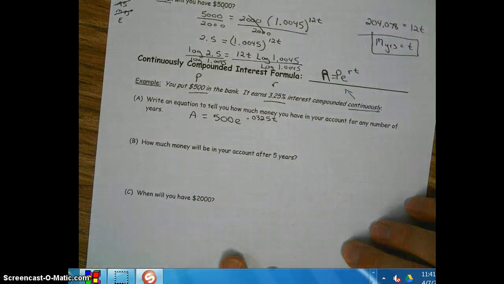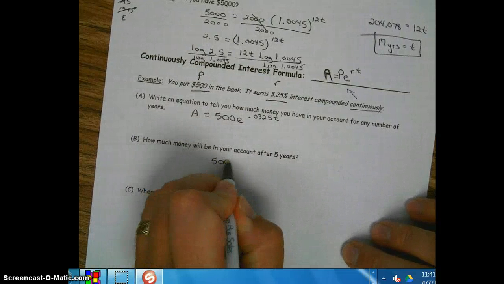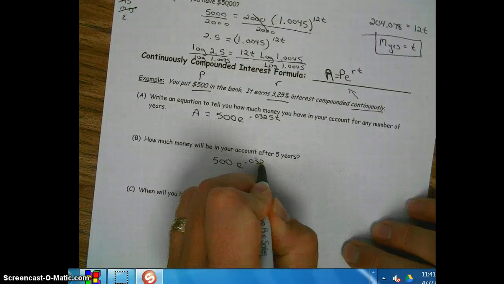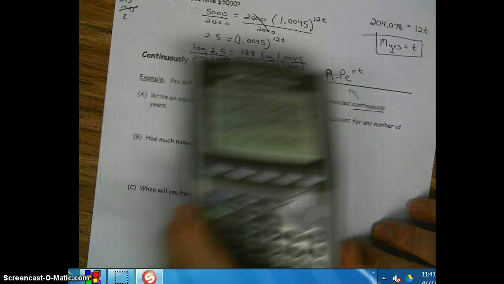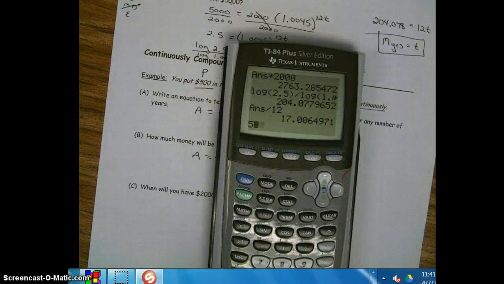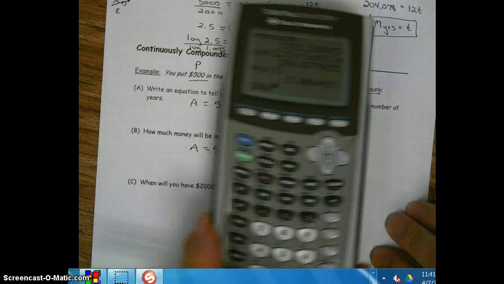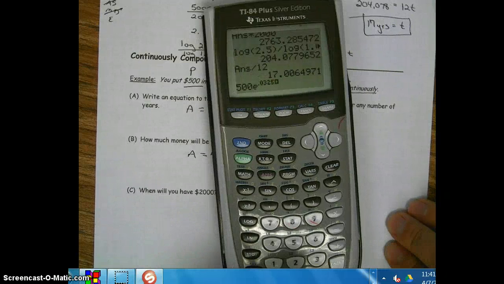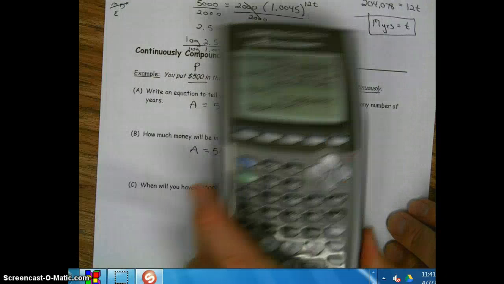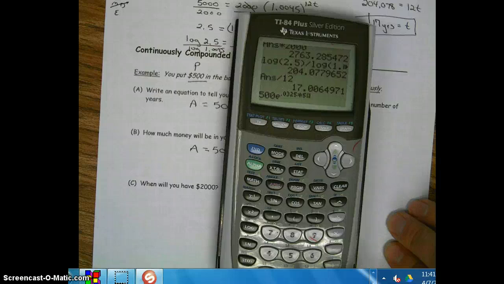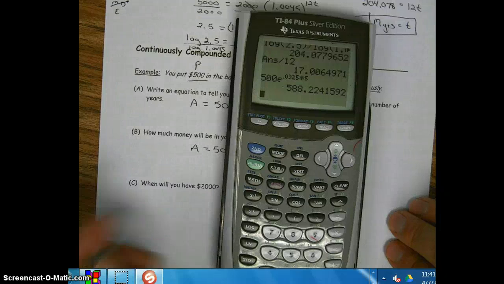All right. Ooh, got 2.5 minutes. Let's go. Plug 5 in. We're going to have 500 E. How much money after 5 years? Plug 5 in for T. Easy peasy. 500 times the rate times 5. Make sure I did that right. Yes. Compounded continuously, we end up with $588.22.